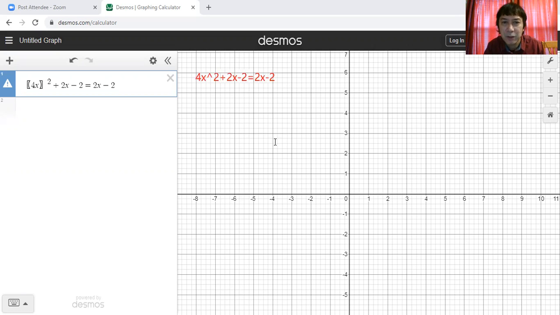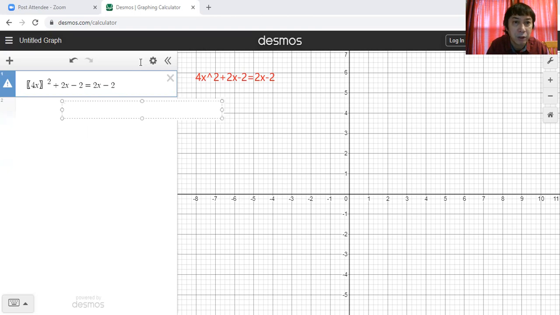So this means you have 4x squared plus 2x minus 2. That's for the left side of the equation. The right side of the equation is a linear 2x minus 2. That's first degree x, so it's a linear. So what we're going to do for the solution is start the first graph.